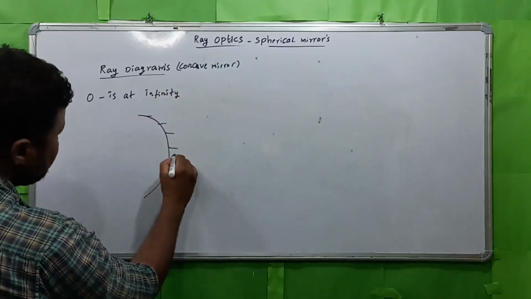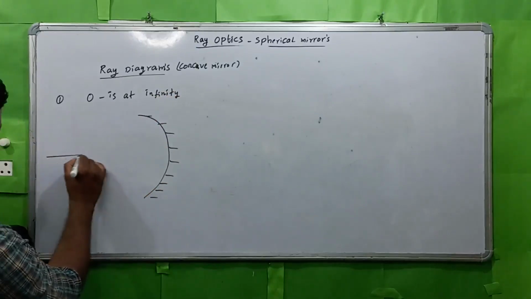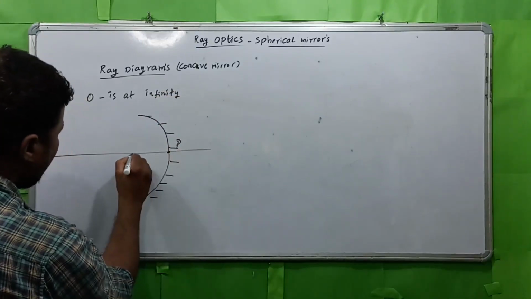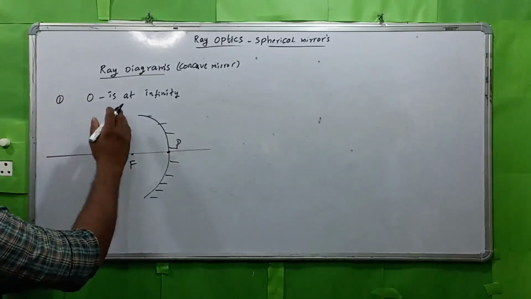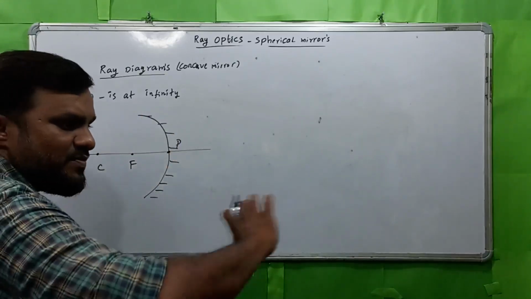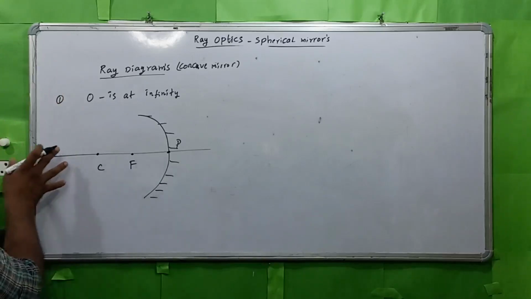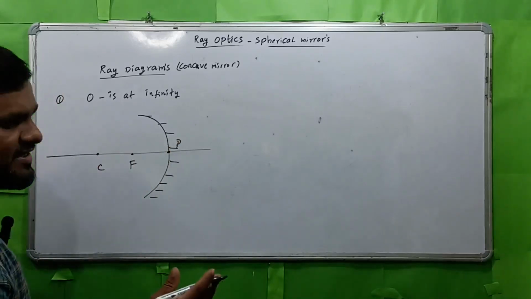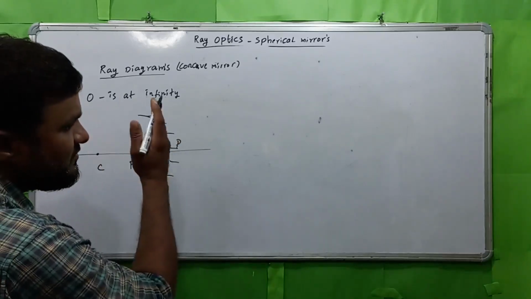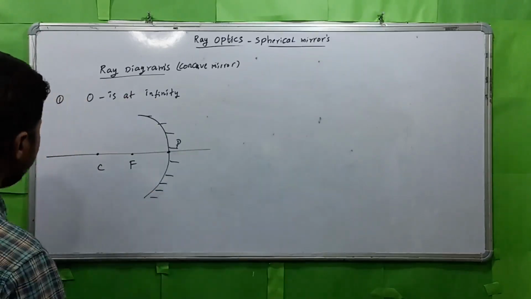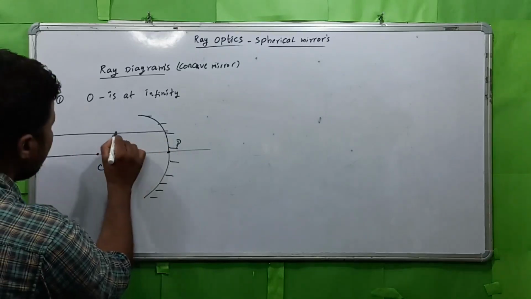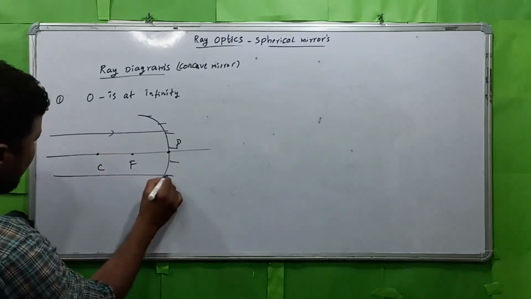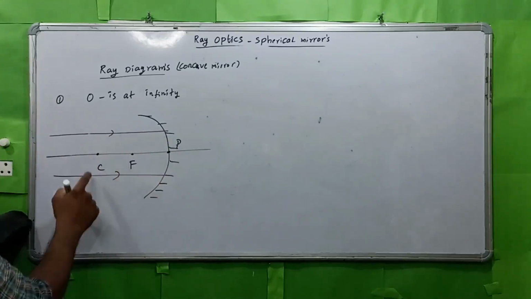Concave mirror, pole, focus, center of curvature. Infinity means a parallel beam of light coming towards the mirror. A parallel beam of light indicates that rays are coming from infinity or rays are going to infinity. Minimum 2 rays are required to locate the image. For the parallel beam of light, I draw 2 rays.